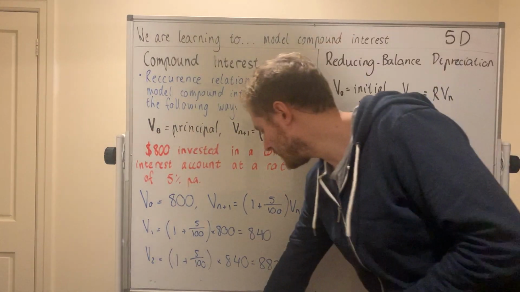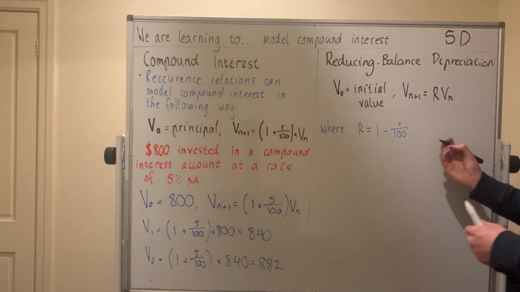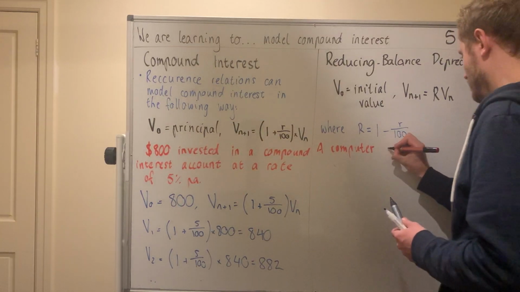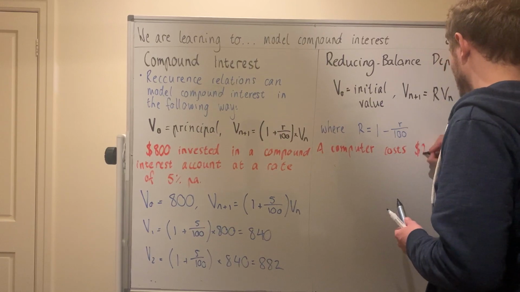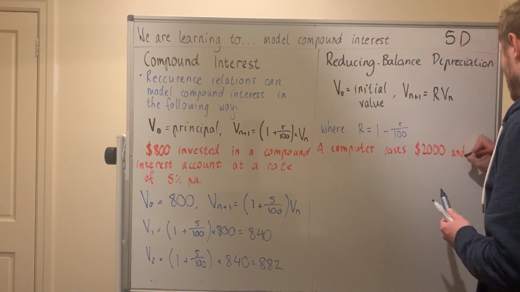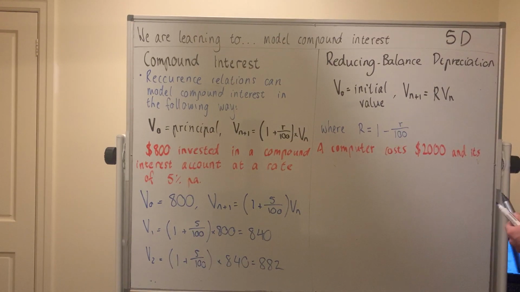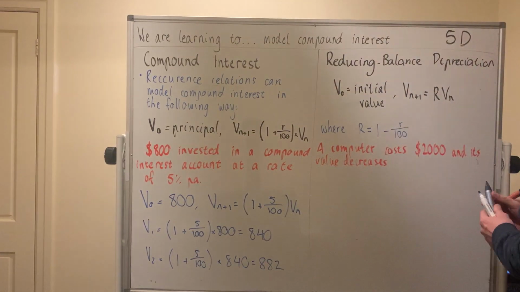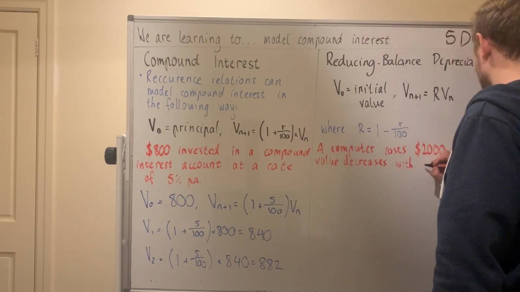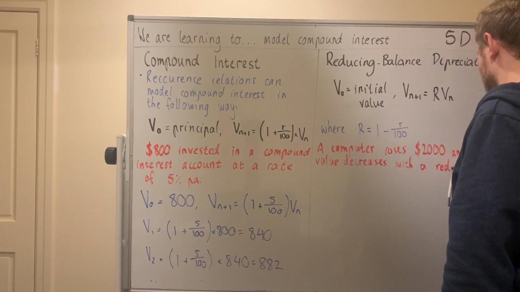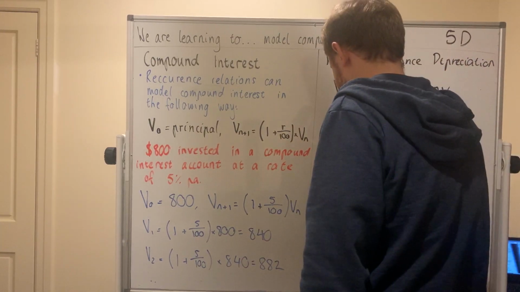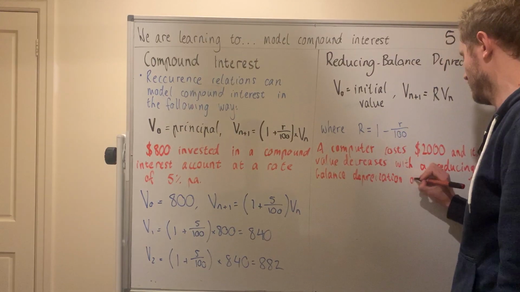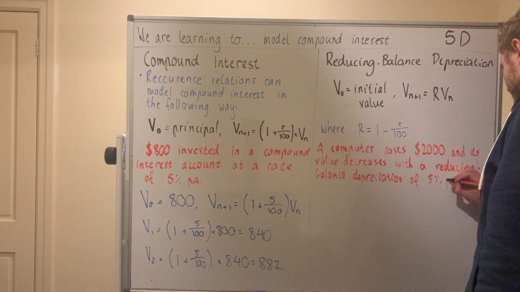So let's say we'll do another example. Let's say a computer for $2,000 decreases with reducing balance depreciation. Again, we'll go 5%, that's easy, per annum.